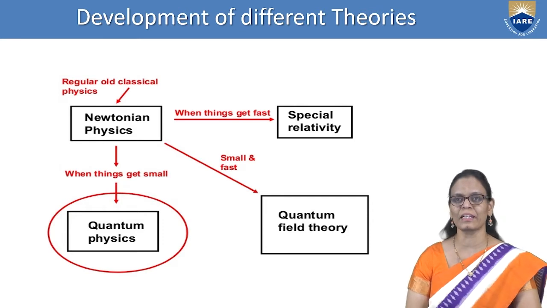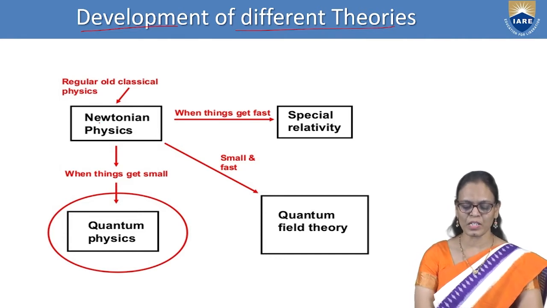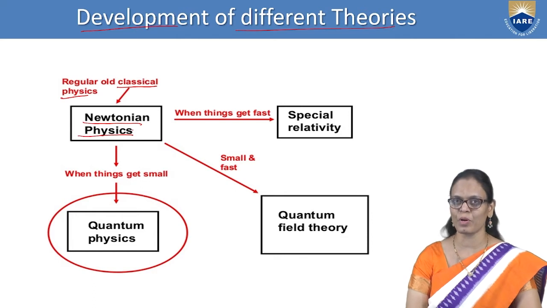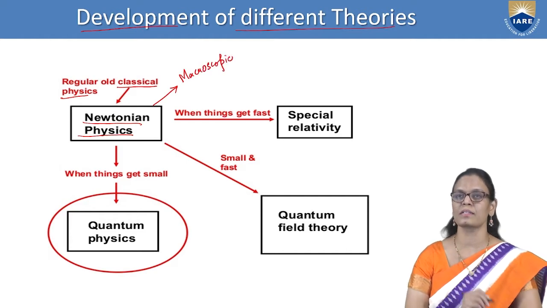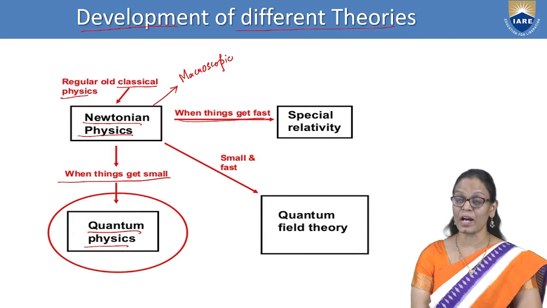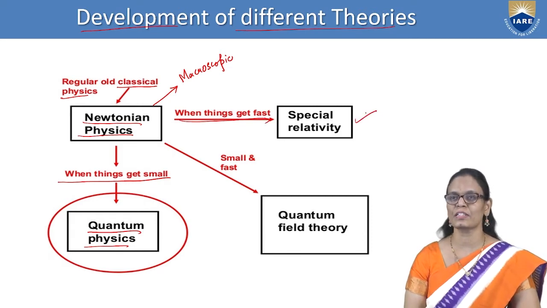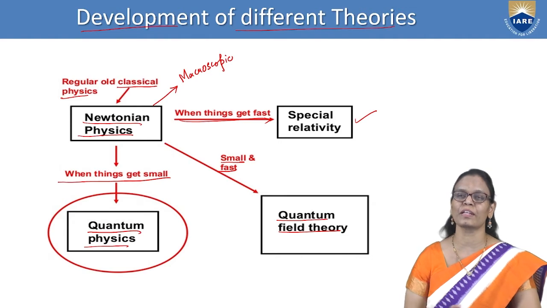Now, to understand the whole picture very clearly, we'll see the development of theories. We have defined two theories, the classical mechanics and the quantum mechanics. So how is it going to apply? First, the classical mechanics, also called Newtonian physics, is used for macroscopic bodies, when the objects are bigger in size. But when things get small, at the atomic scale, we use quantum physics. But when things get fast, we use the special theory of relativity. And when things are small and they're moving fast, then we use quantum field theory. So this gives the clear picture of how we are classifying different theories.